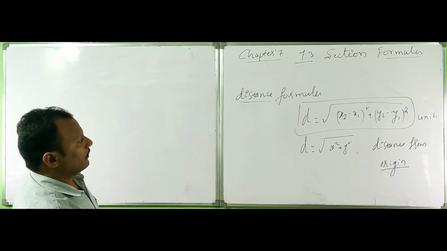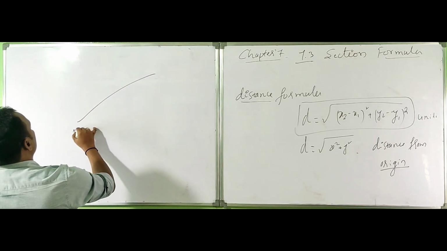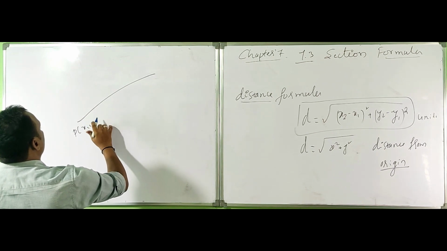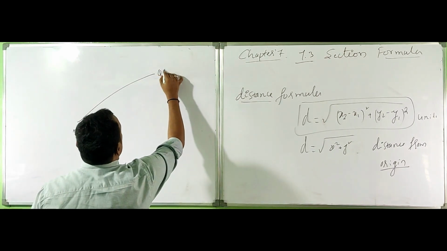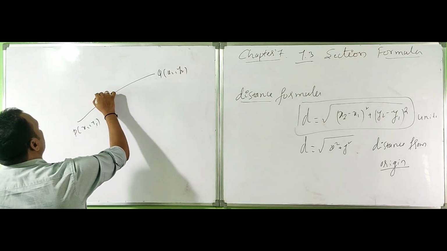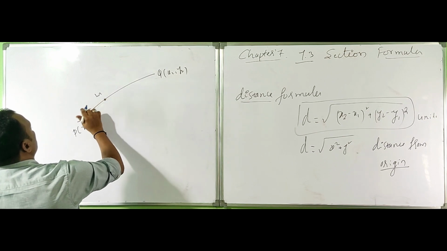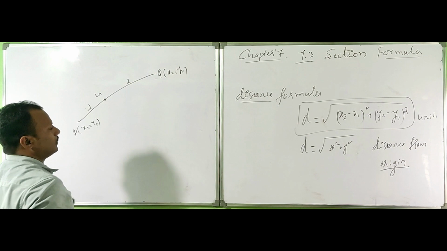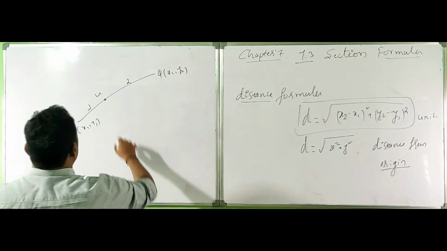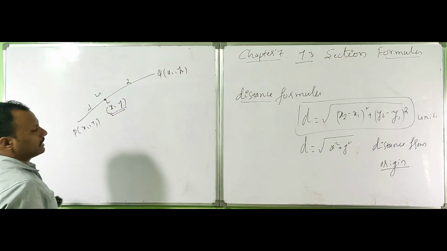So now it is the section formula. Let's consider there is a line here. There is a point P, x1 and y1, and another point P, x2 and y2. The point M divides the line in the 2:3 form, or a 1:2 ratio, or anything else. Then how to find the point between these, x and y? This is called the section formula.